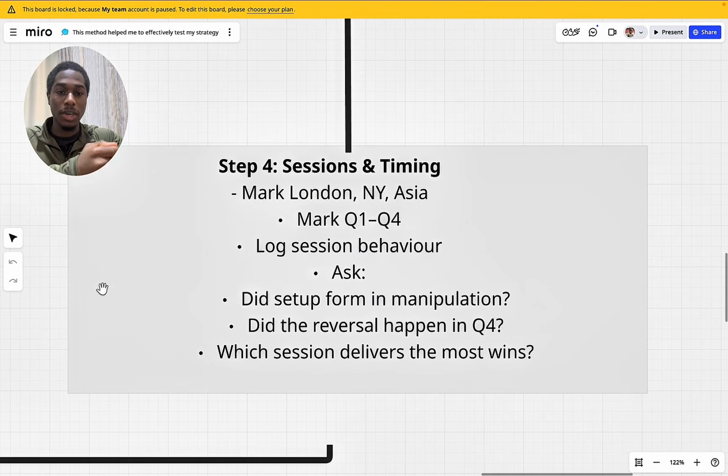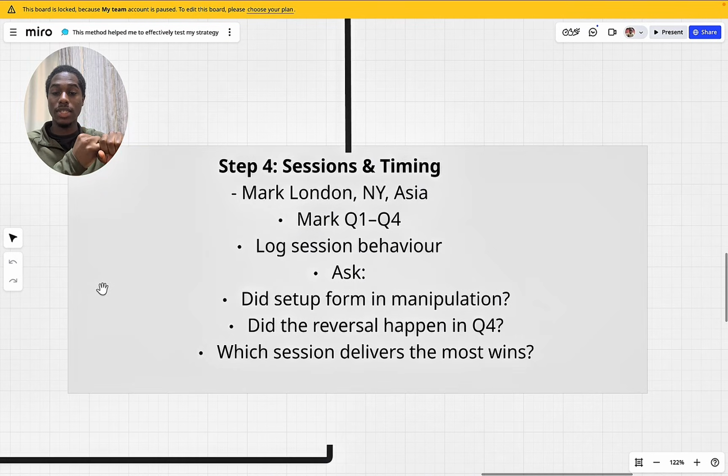And log session behavior. Log what's happening during each session. What times does it happen during each session, and note down why you think it's happening. You're never wrong. At the end of the day, you're going to be getting more experience as you go on. So note down why you think this is happening and apply this to the charts.